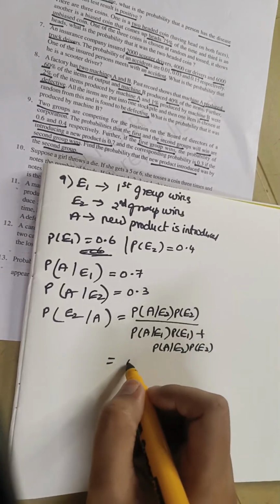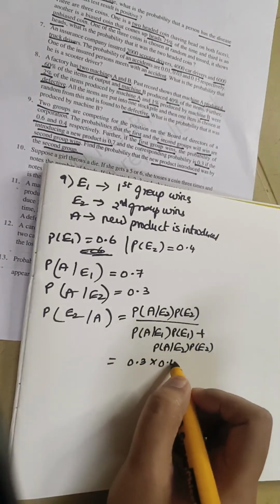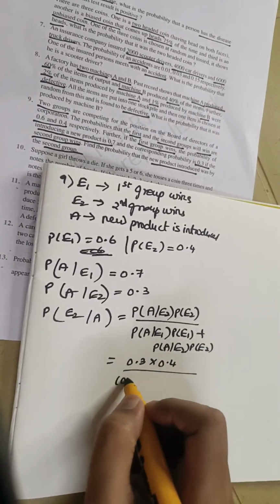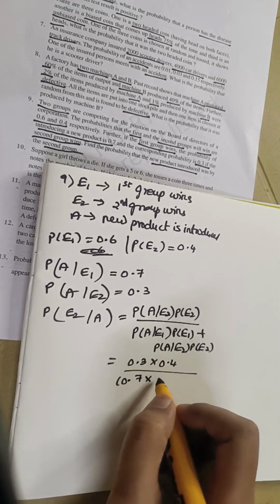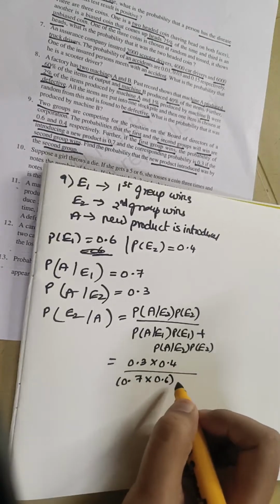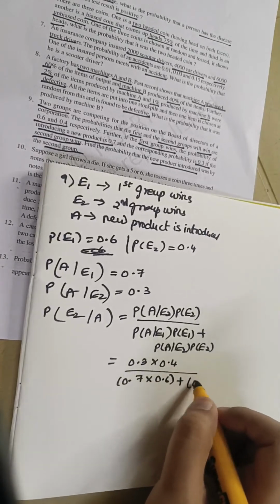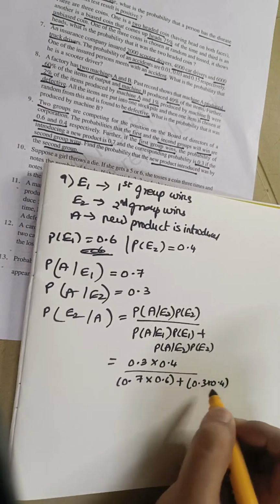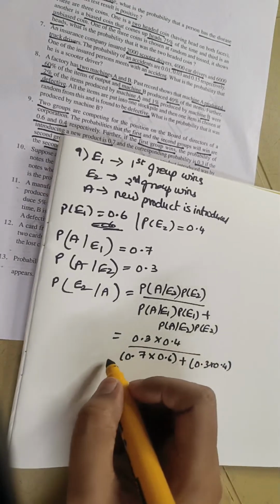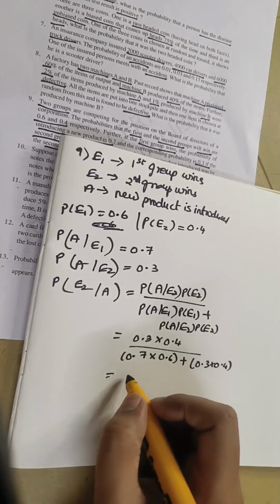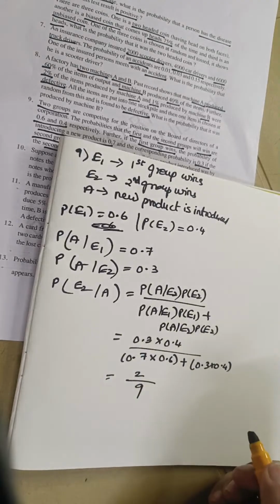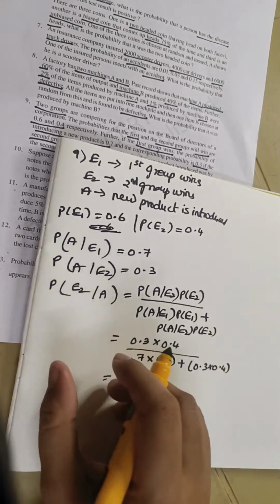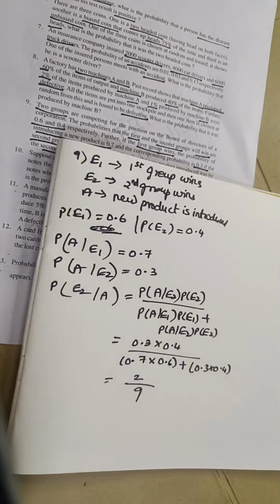So that will be 0.3 into 0.4 by, P of A given E1 is 0.7, P of E1 is 0.6, plus 0.3 into 0.4. That is 0.12 by 0.42, simplifying the terms, it is 2 by 7. It's the final answer. Let me know if you have any doubt in this part.